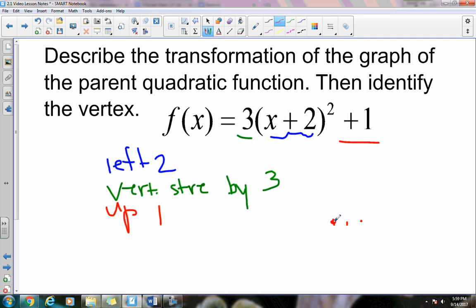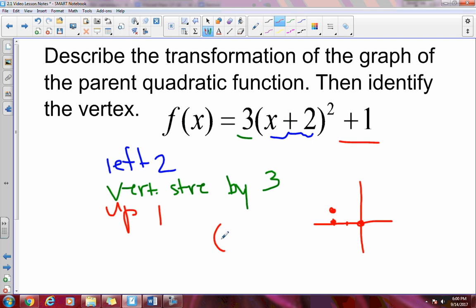We vertically stretch it by 3. Well, the distance from this x-axis, so right here was my parent function vertex. It's at 0, 0. I move my parabola left 2. This vertical distance is at 0. So if I stretch it by 3, it's still at 0. So the vertical stretch will not change my vertex in this example. And then I go up 1. So here's where my vertex is now. So identify the vertex: negative 2, 1.